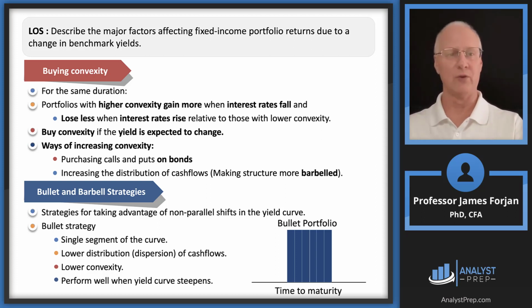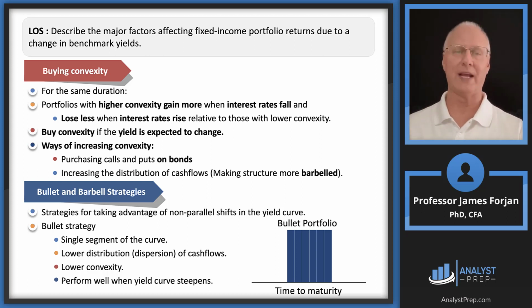And then just the opposite happens. When yields rise, our bond prices fall, but those bonds that have high convexities, they lose less value. So we want to buy convexity. We want to buy convexity if and only if we expect the yields to change. That's why we have that in that third embedded bullet point.